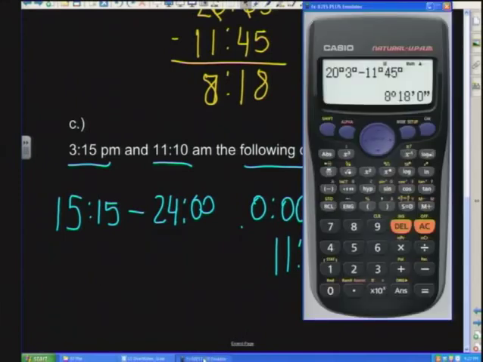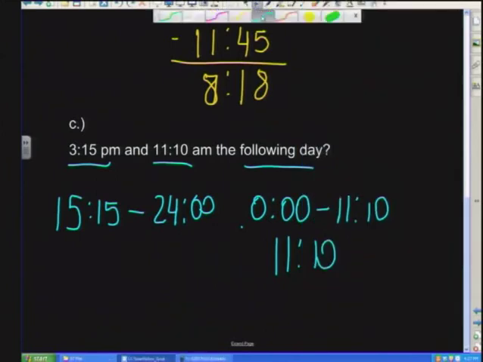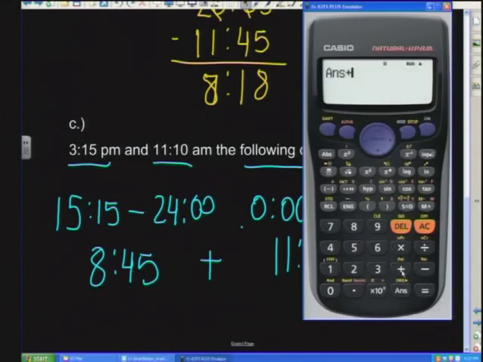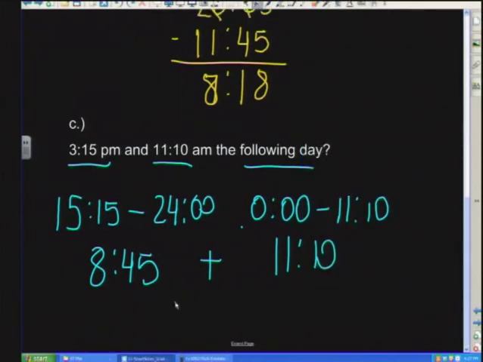So let's use our calculator in this case. So we got 24 hours, 0 minutes, minus 3:15, and we get an answer of 8:45. So it's 8 hours and 45 there. And now we're going to add this 11:10. So on my calculator, I can now take that number and say plus 11 hours, 10 minutes. I mean, 19 hours, 55. And 19 hours, 55 minutes.